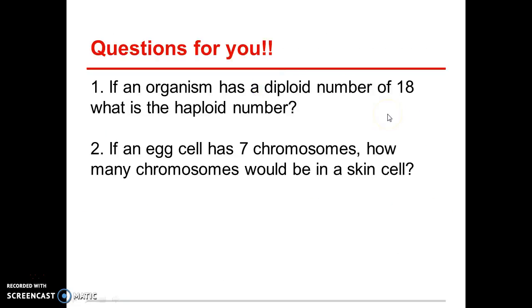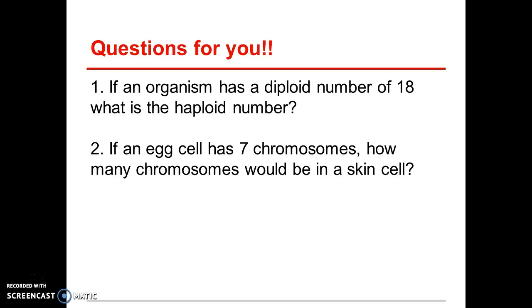All right, questions for you. A couple of just review questions. This will tell you if you really understand haploid and diploid. So if an organism has a diploid number of 18, what is the haploid number? What this is saying is that an organism, a species, may have 18 total chromosomes. But the haploid number in their sex cells would be half of that. Haploid, half. So the answer is the organism would have sex cells that have 9.